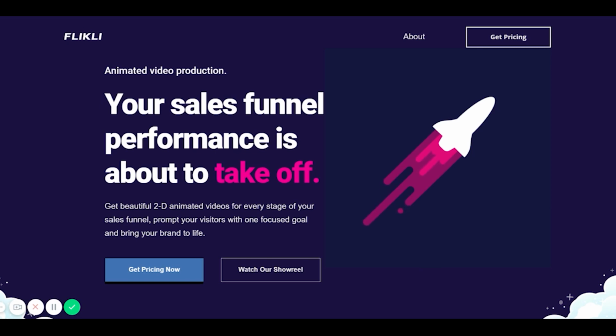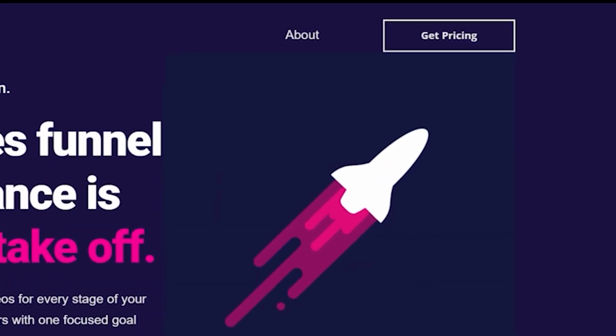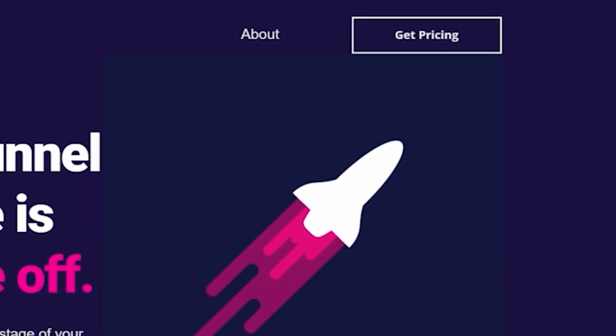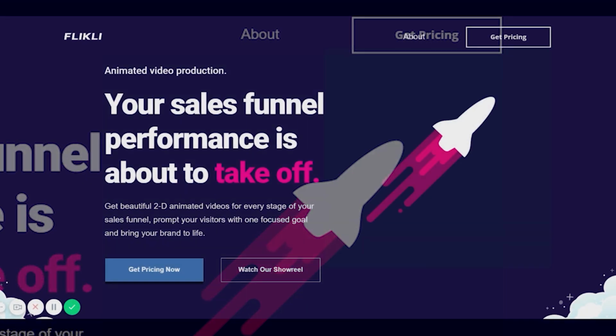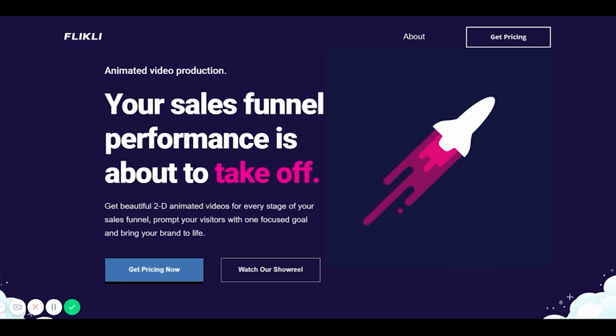For example, you can see the rocket is actually facing the Get Pricing button. And because we naturally follow the eye line of a person or naturally follow the direction of an object, people who are looking at this landing page, if they're not looking at the predominant text and call to action, they will look at the Get Pricing button. I also wanted to convey that it's a fun brand and that they deal with animation as opposed to live action.